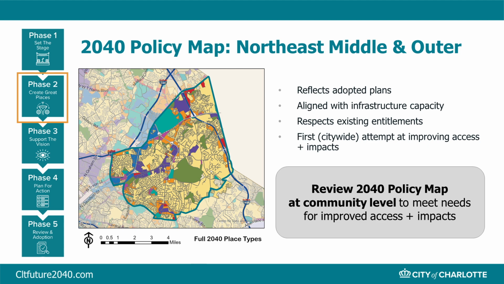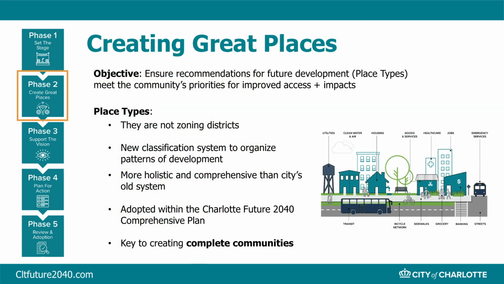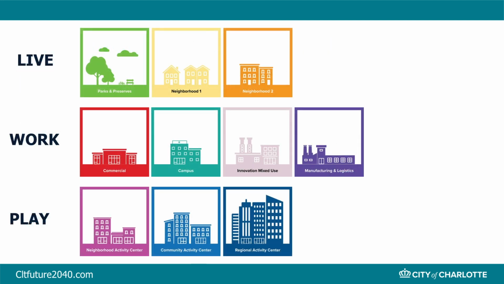Next year in Phase 3, we'll return for another round of community workshops to discuss needed infrastructure projects and supportive programs here. I've mentioned place types several times. They are a tool for organizing patterns of development. They're more holistic than Charlotte's previous tool because they provide guidance for land use, design, mobility, and open space amenities. Place types will help ensure future development creates complete communities across our city.